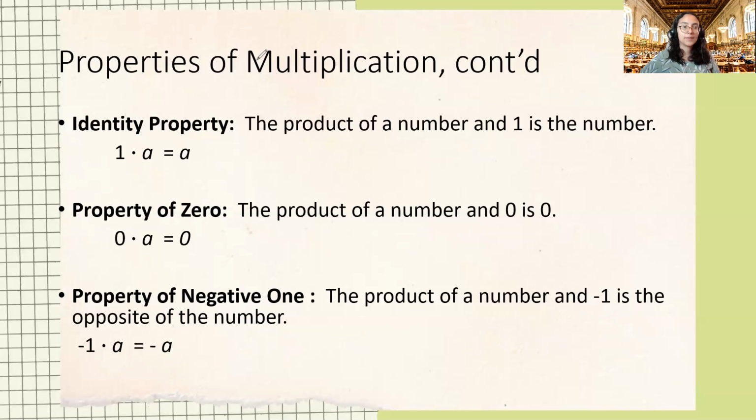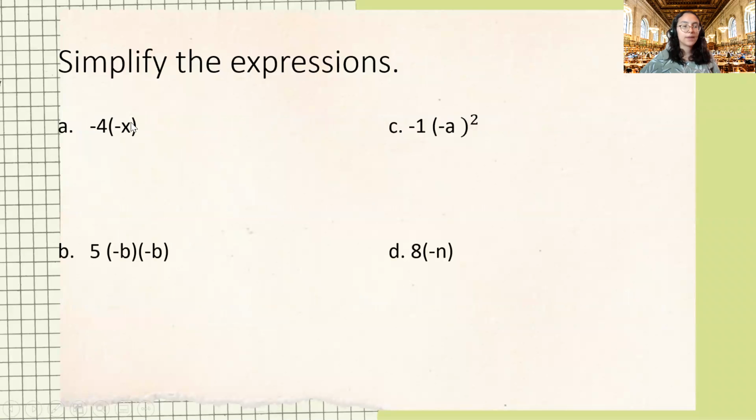So let's continue. And here we're asked to simplify the expressions with multiplication. So here we have -4 times -x. I know that I have a negative number times a negative number because we have a -1 right here that we can't see. It's invisible. So I know that a negative times a negative is going to give me a positive answer. 4 times x will be 4x.